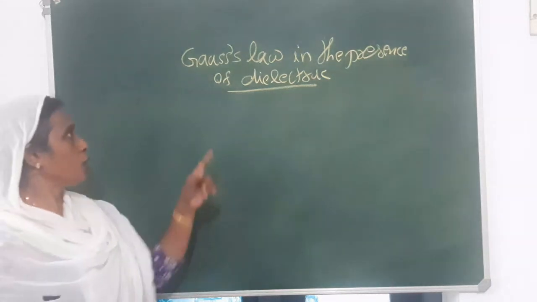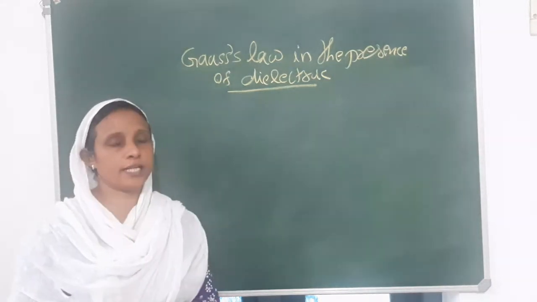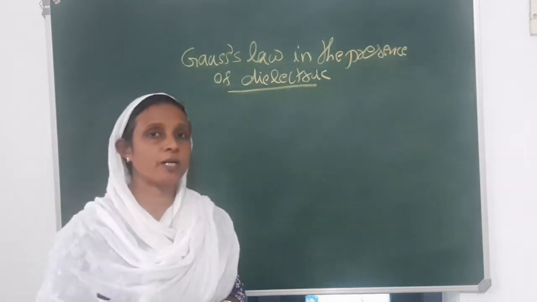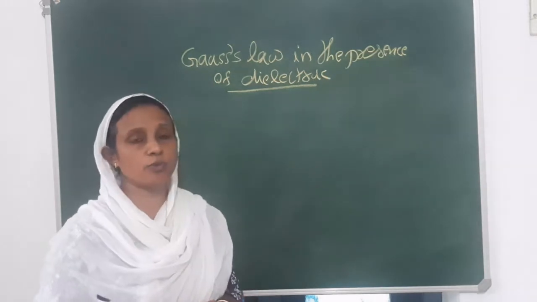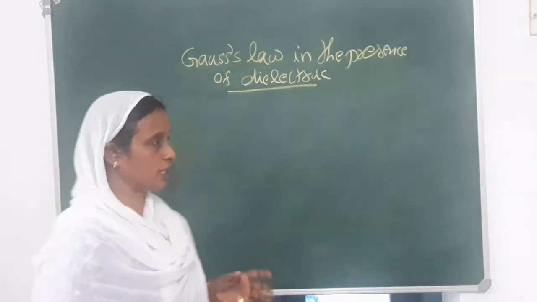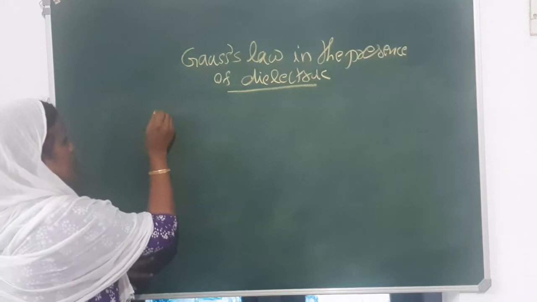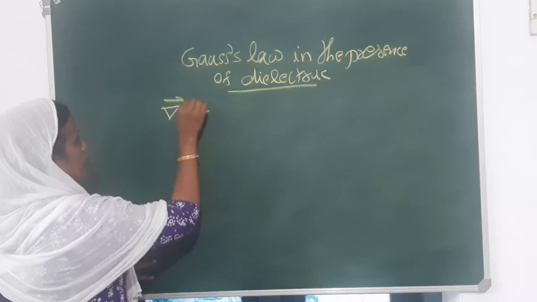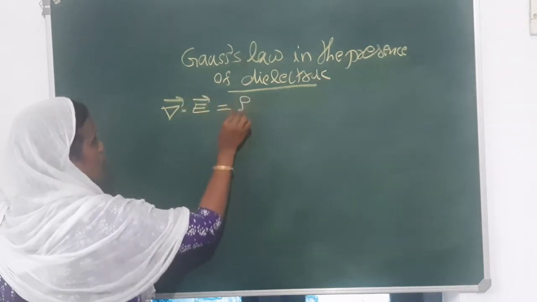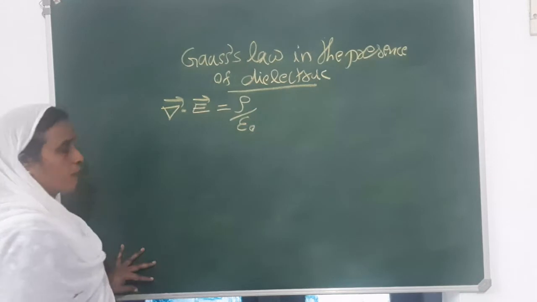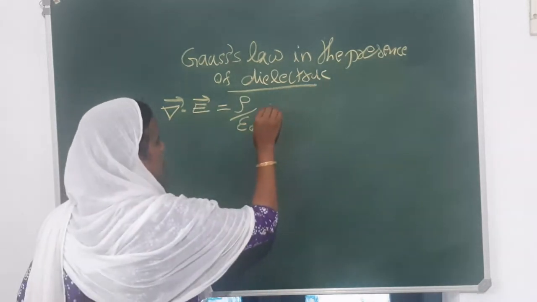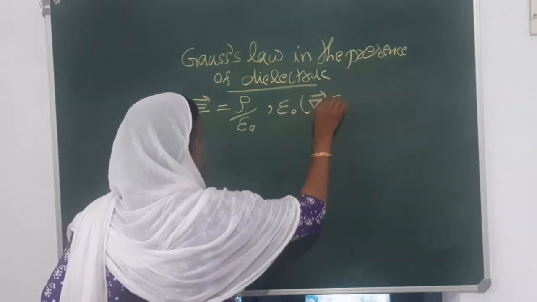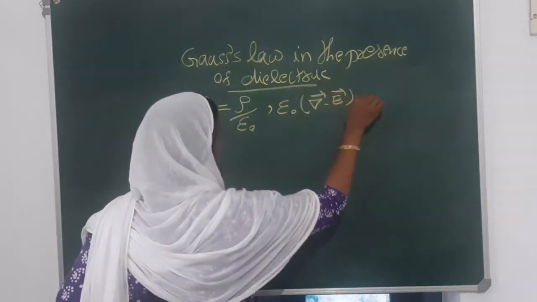We will discuss Gauss's law in the presence of dielectric. We already learned about Gauss's law, but it is in free space, in the case of free charges. So the Gauss's law states that the divergence of electric field is equal to rho by epsilon 0. Or you can write this as epsilon 0 del dot E equal to rho.